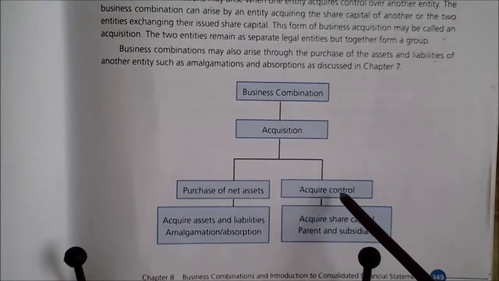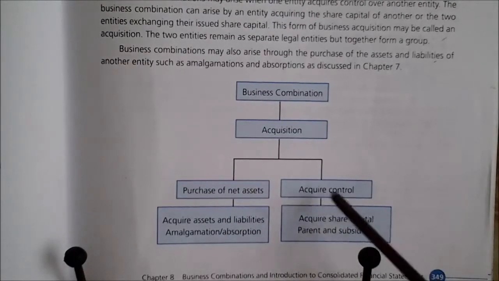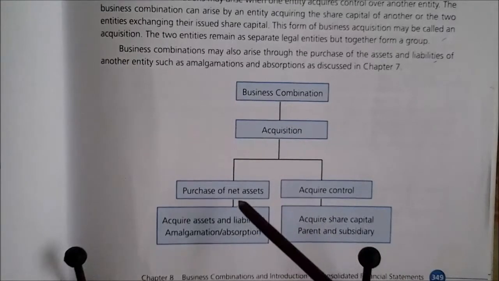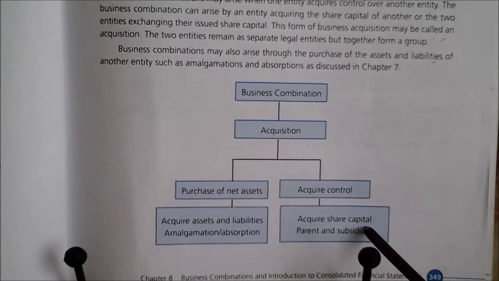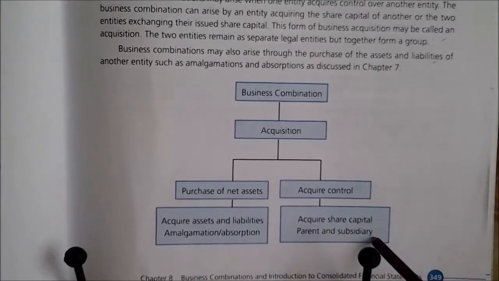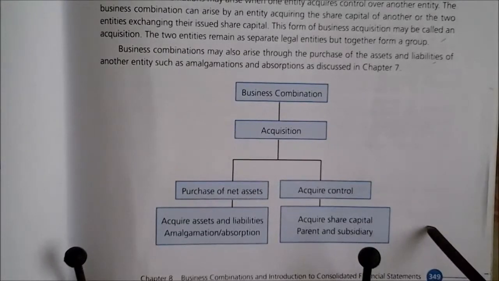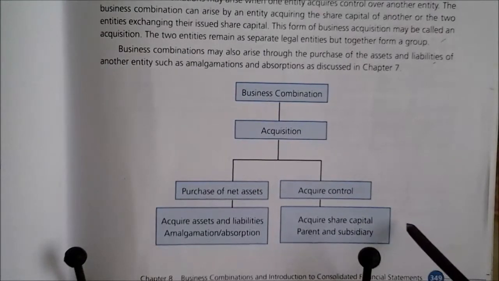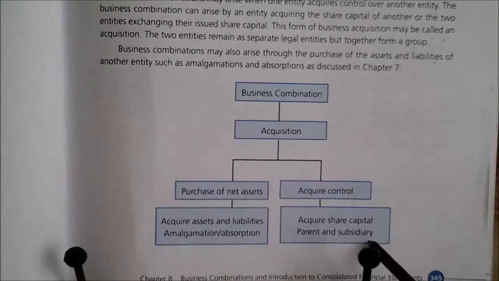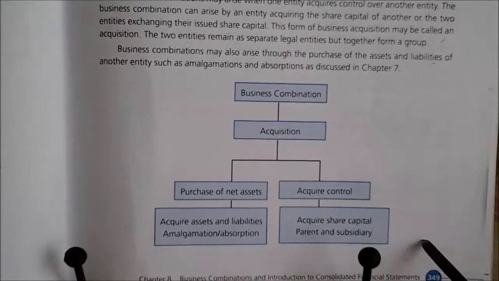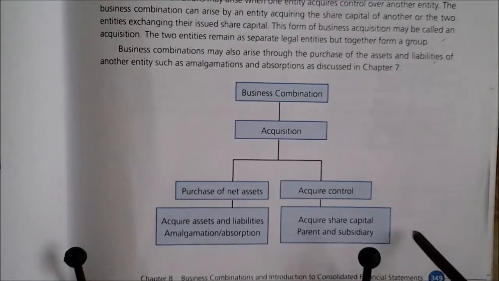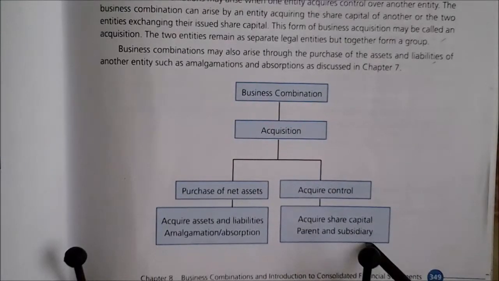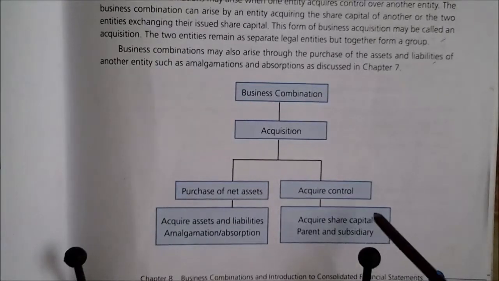Another method is by acquiring control. Acquiring control is, instead of purchasing the net assets and taking over their liabilities, you purchase the share capital. A wants to take over B, so A decides to purchase a certain portion of shares in B. If A took over the majority of shares in B, then A will become a parent company and B will become a subsidiary. We will continue this later.